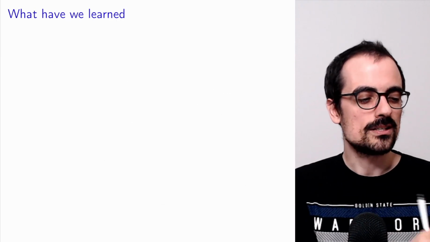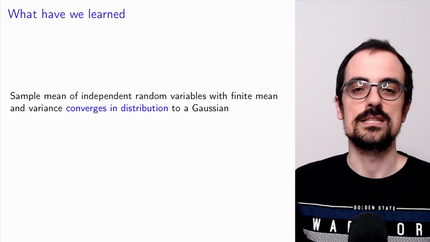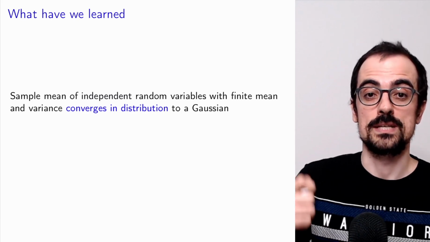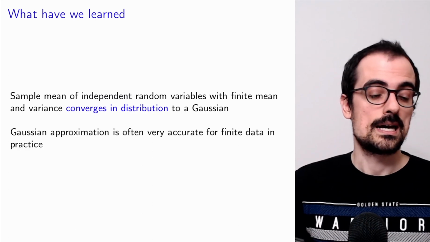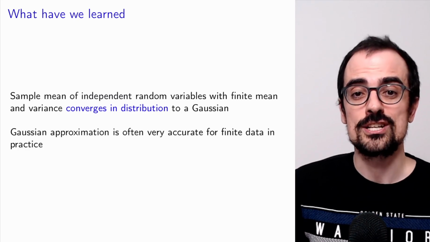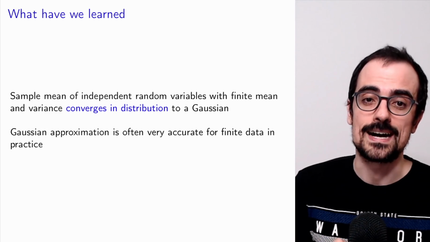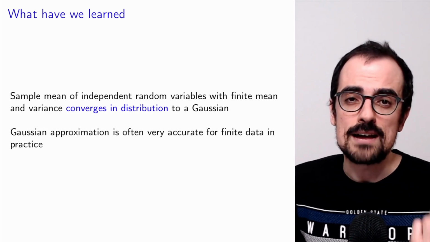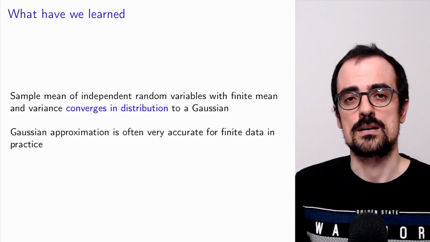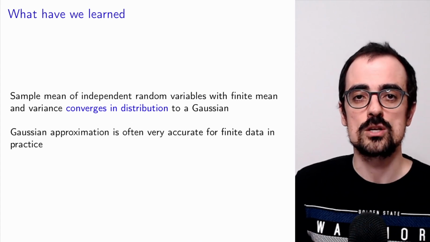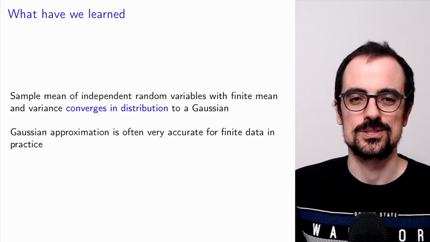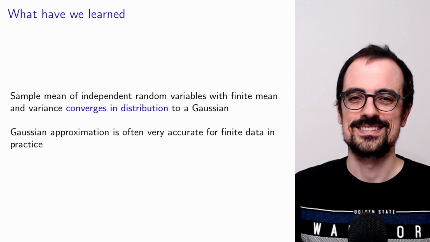All right, so what have we learned? We have learned that the sample mean of independent random variables with finite mean and variance converges in distribution to a Gaussian. And we have seen that the Gaussian approximation is often very accurate for finite data, even when we're averaging over a small number of data. And we saw some examples of the application of this phenomenon to probabilistic modeling and to statistics. And that's all I got. Thank you very much.